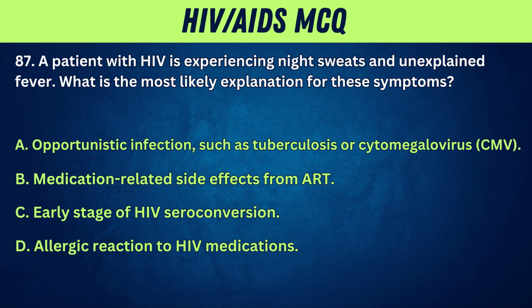87. A patient with HIV is experiencing night sweats and unexplained fever. What is the most likely explanation for these symptoms? A. Opportunistic infection, such as tuberculosis or cytomegalovirus, CMV. B. Medication-related side effects from ART. C. Early stage of HIV seroconversion. D. Allergic reaction to HIV medications.